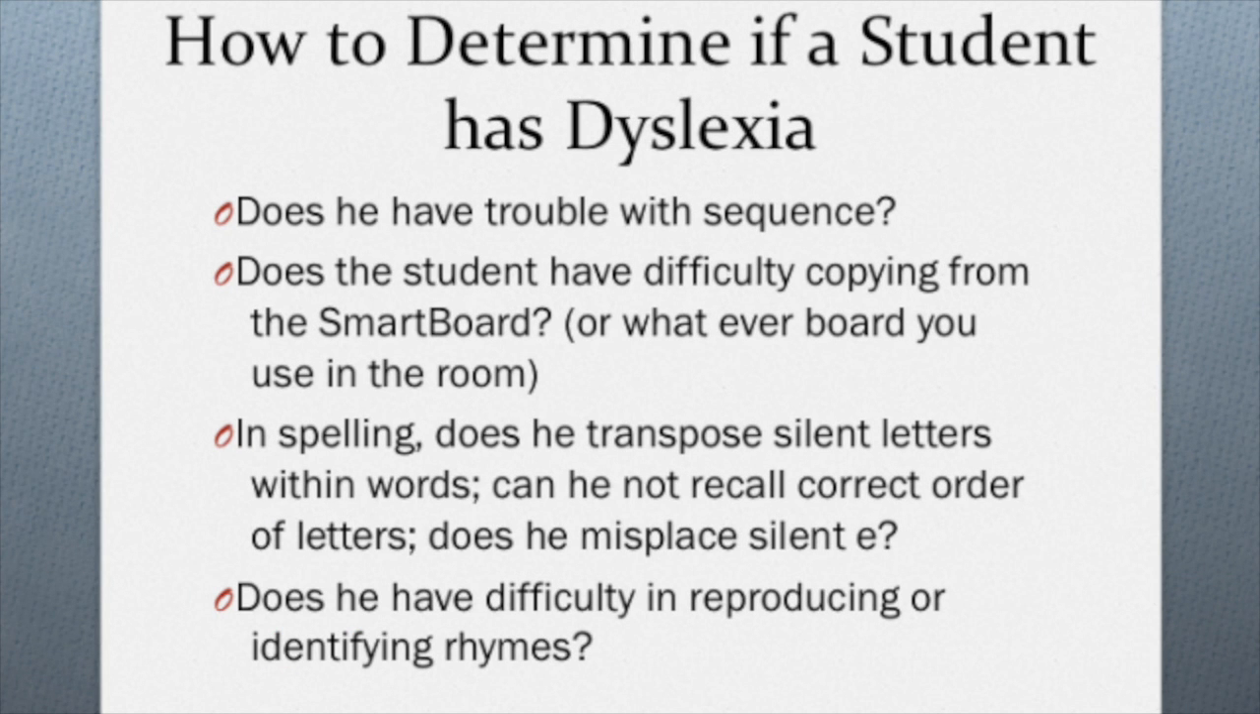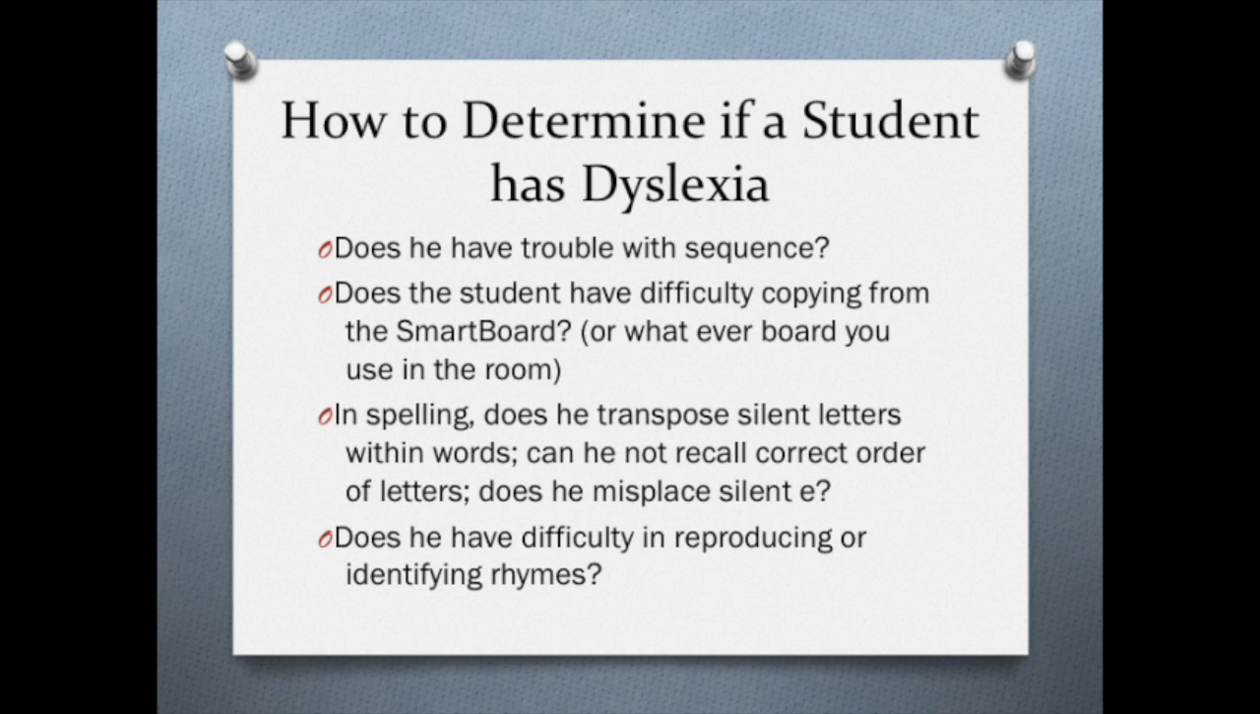A few more simple questions a teacher can ask themselves to determine if a student has dyslexia are: does the student have trouble with sequence? Does the student have difficulty copying from the smartboard? In spelling, does he transpose silent letters within words? Can he not recall order of the letters? Does he misplace the silent E? Does he have difficulty in reproducing or identifying rhymes? These are only a few of the general questions a teacher can ask themselves about the student. There are many more that can be used to help determine if a student has dyslexia.